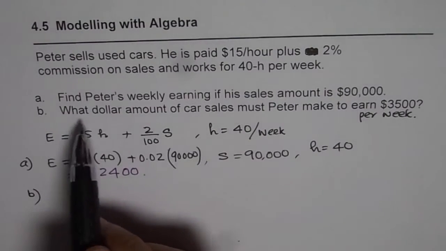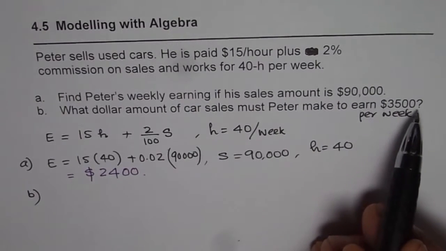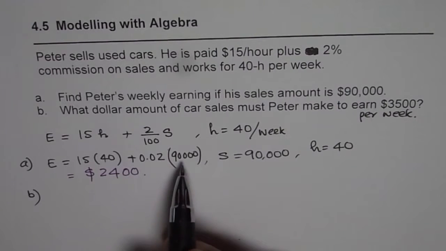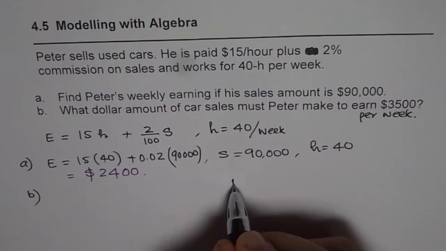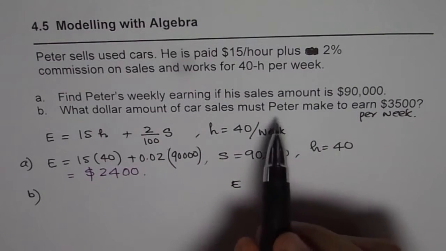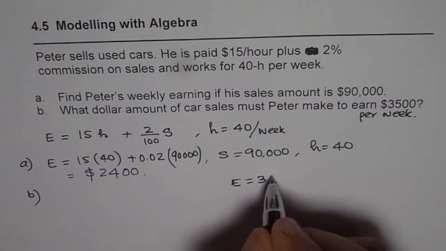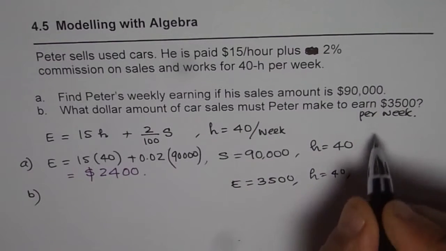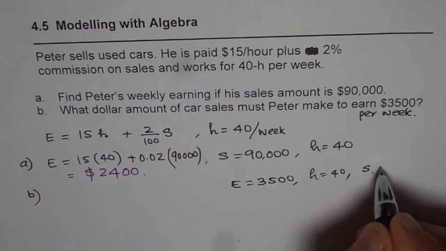which is what dollar amount of car sales must Peter make to earn 3,500? So almost 1,100 more, right? So he has to make more sales. Let's figure out how much. So in this particular case, what we need to find is, we know Peter makes earning of so much. So we are given earnings, which is 3,500. We are also given hours, which is 40. Per week he works for 40 hours. And we need to find sales this time.